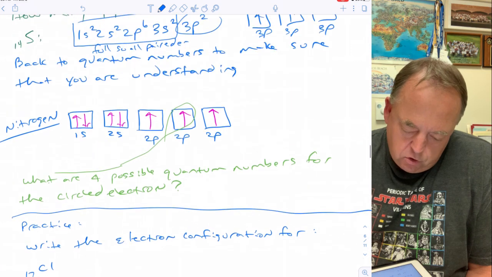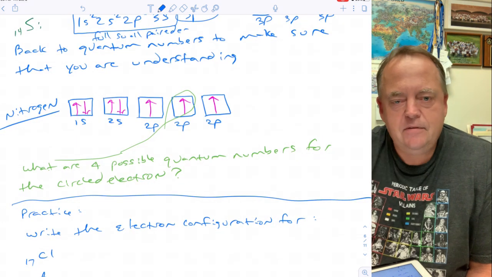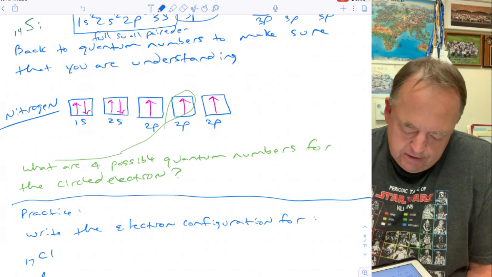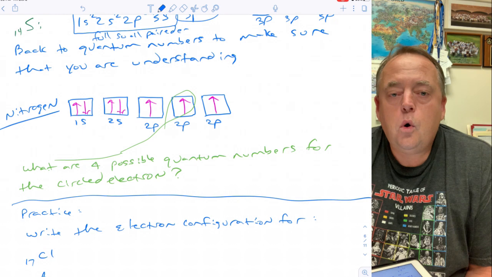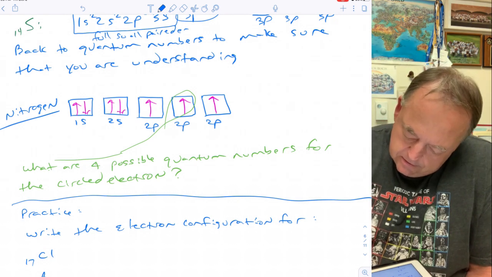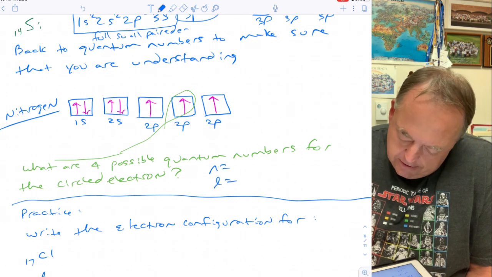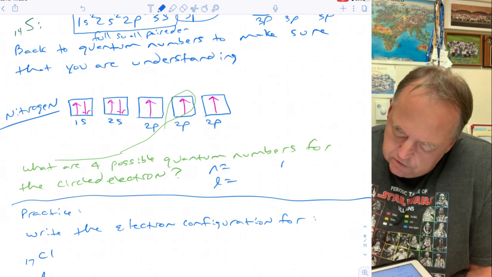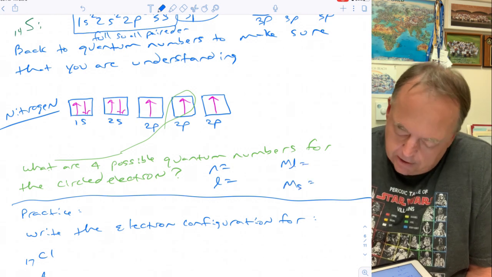Okay, so let's go back quickly to quantum numbers to make sure that you're understanding chapter 7 in the context of chapter 8. So for this electron that I have circled, what are its 4 quantum numbers? So what is N? What is L? And what are the possible values of M sub L? And what is M sub S?